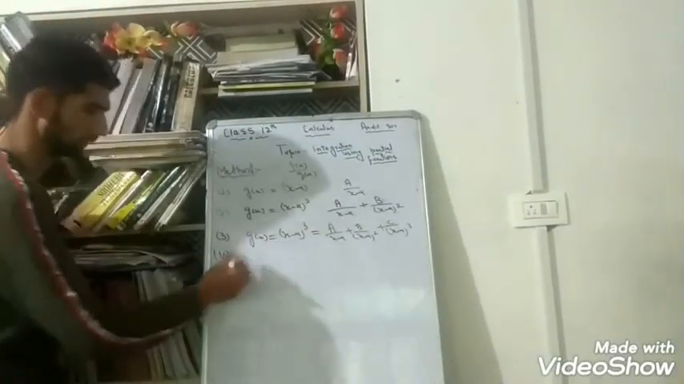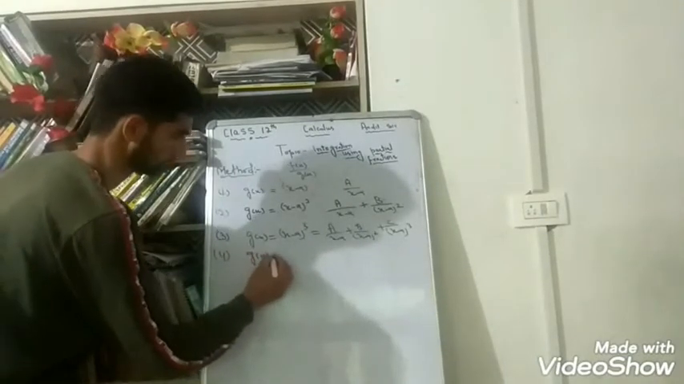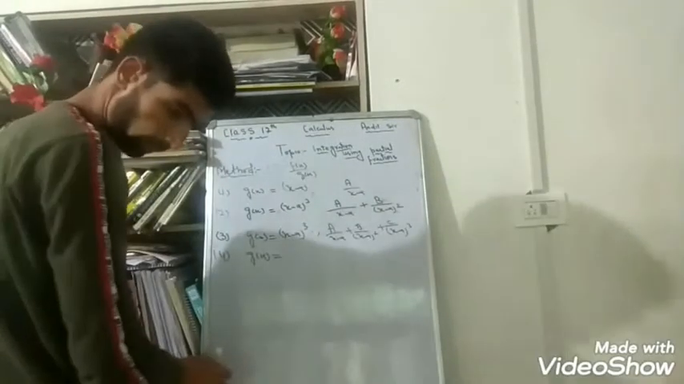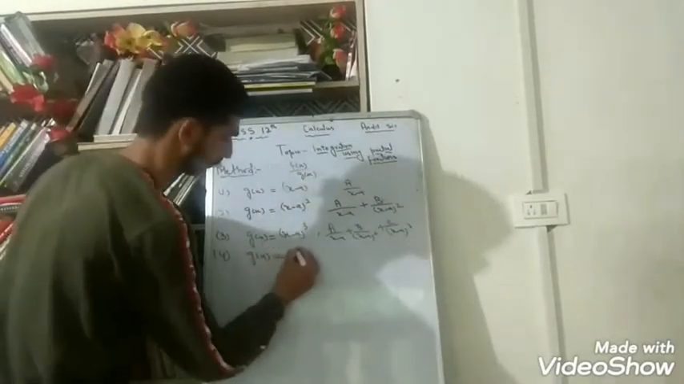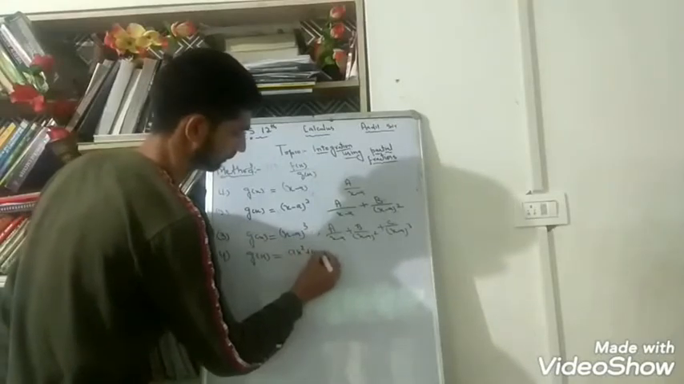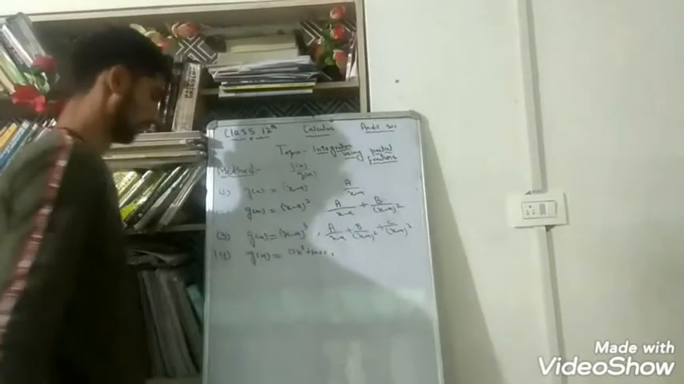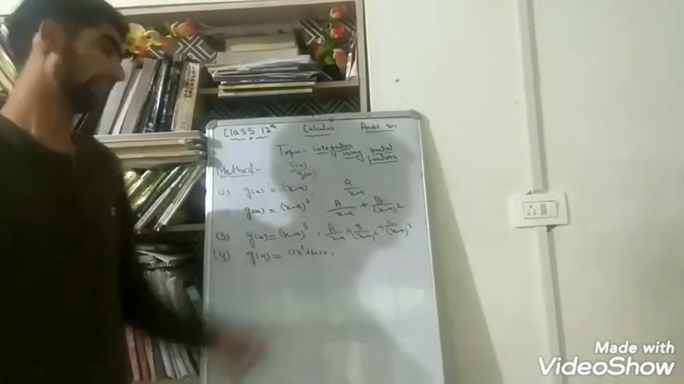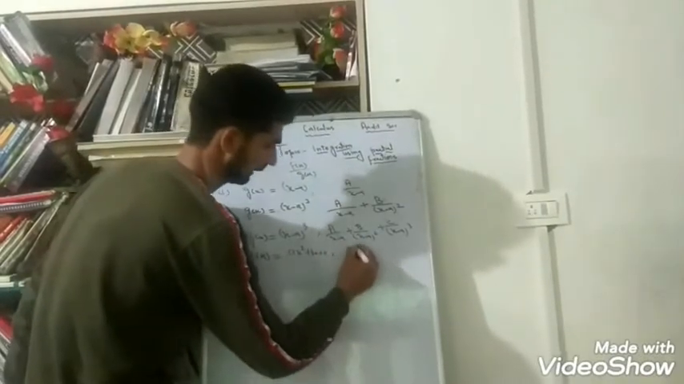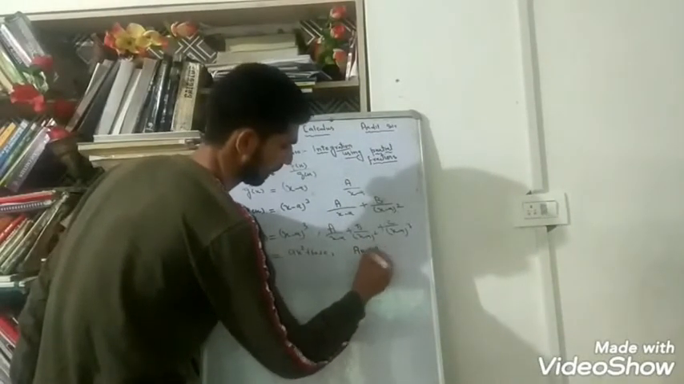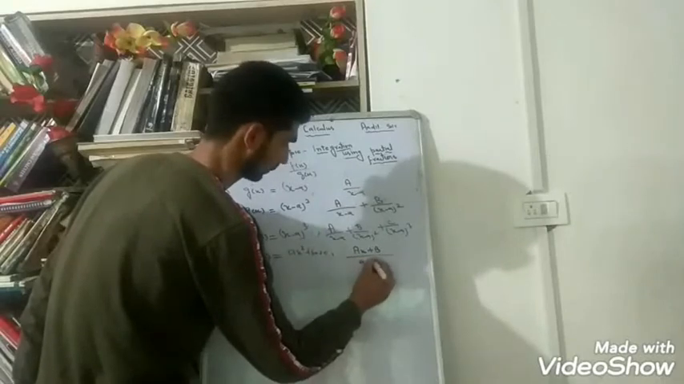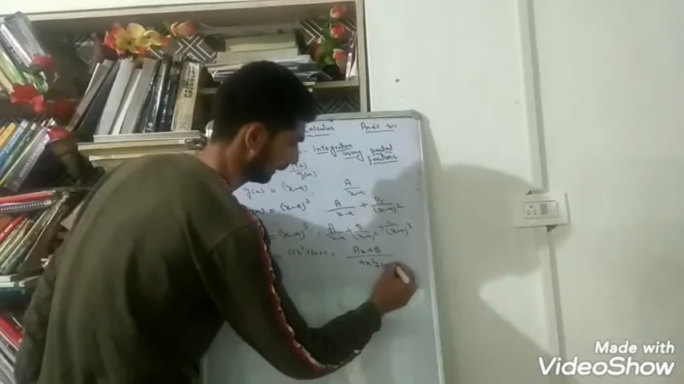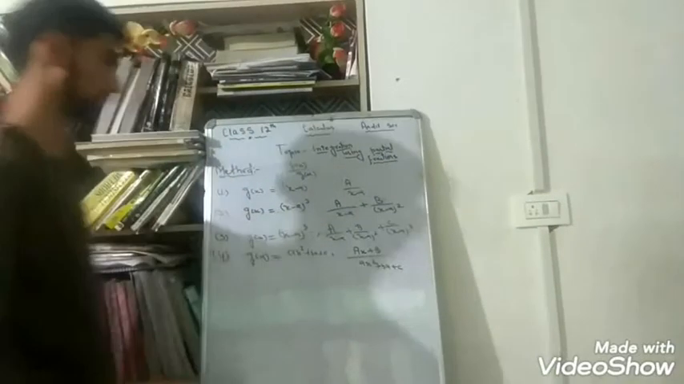For the next case, if you have g of x equal to just a quadratic, and we cannot factorize this quadratic equation, then at that time you have to make its resolution as ax plus b divided by ax squared plus bx plus c.